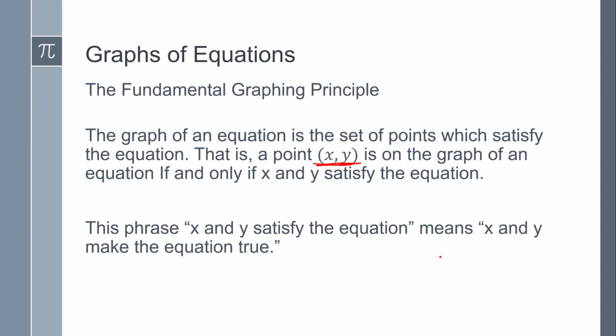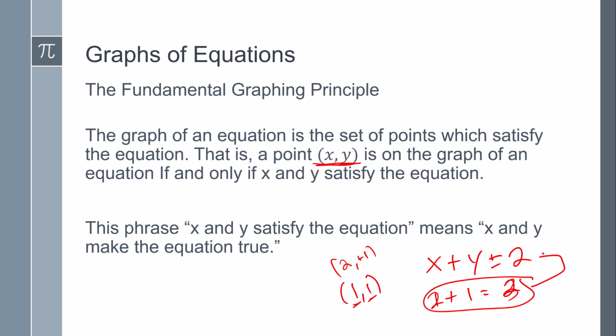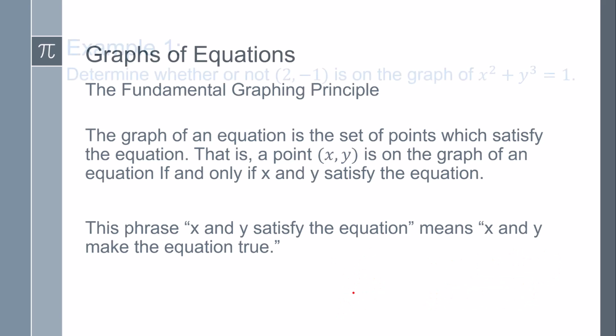So for example, if I have x plus y equals 2, a value for x and y that makes this true would be 1, 1, because 1 plus 1 equals 2. I plugged 1 in for x and 1 in for y. A value that wouldn't work would be 2, 1. If I plugged in 2 and 1, I get 2 plus 1, which equals 3. That's not true. This is not the same as this. So it can only be values of x and y that make it true.